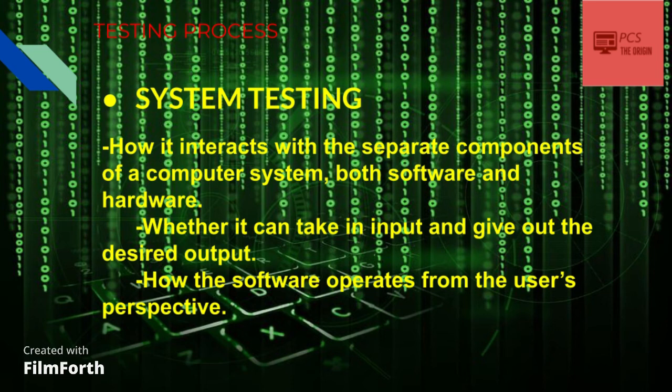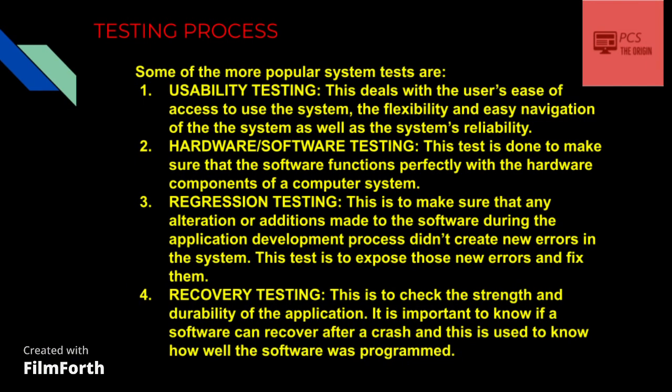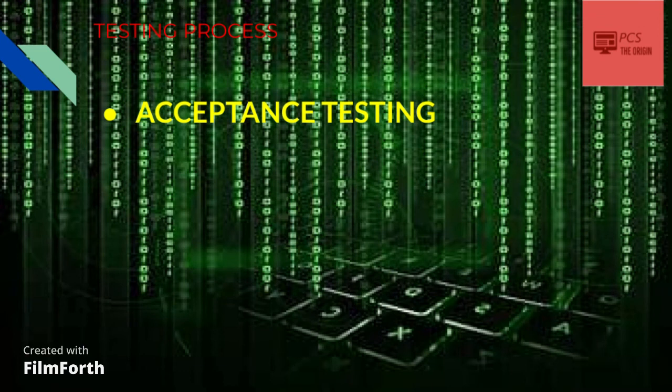There are more than 50 different types of software or system tests that can be done on a software depending on several factors, which include the cost of running the test, time available, resources available, the knowledge of the tester, and the budget. Some of the more popular system tests are the usability test, hardware or software test, regression test, recovery test, and so on. The last test to be done is called acceptance testing.